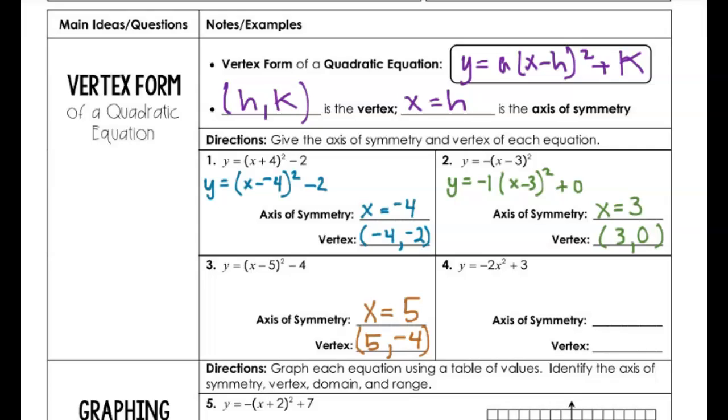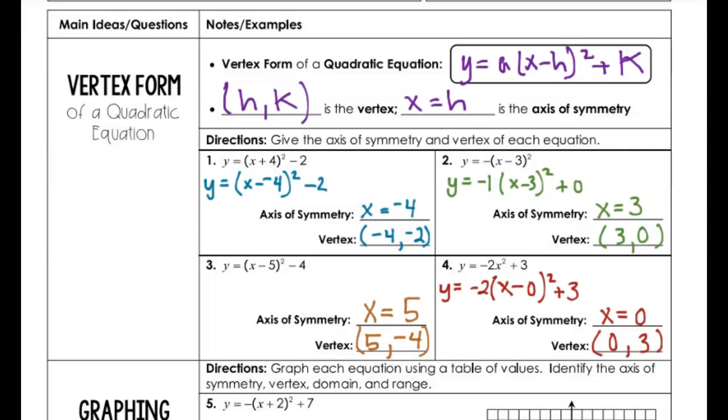In this next one, number 4, it might be a good idea to think about rewriting this. Notice that there is no h here, and so that's why it looks like just x squared. There's no parentheses, but if we expand it to write it in vertex form, you can see that h is 0, so that means that the axis of symmetry is x equals 0, and the vertex is, again, h and k, so 0, 3.